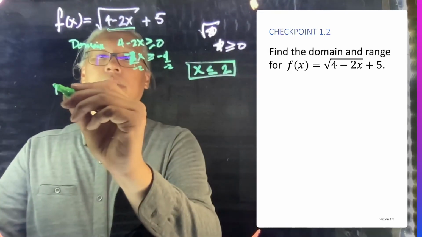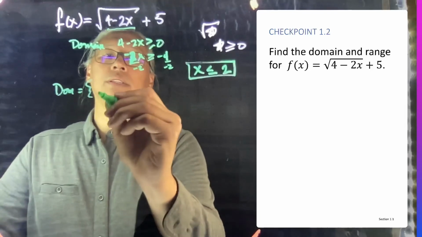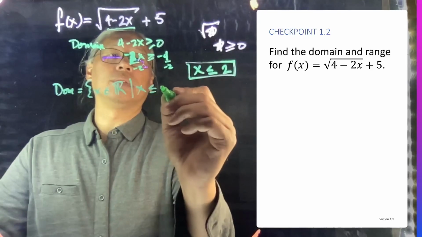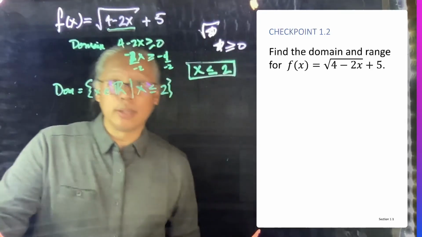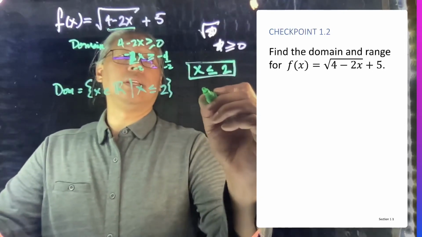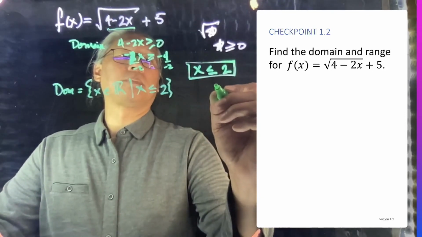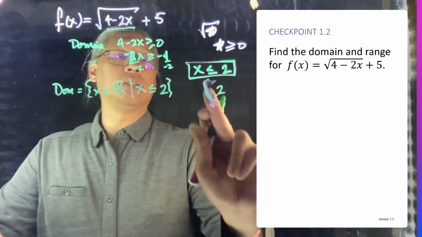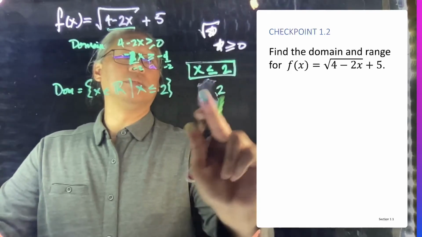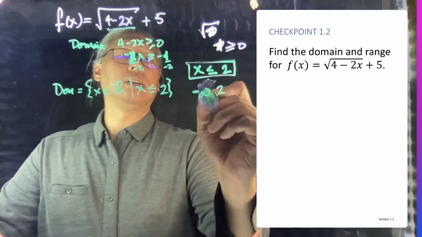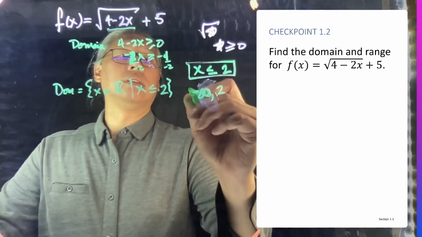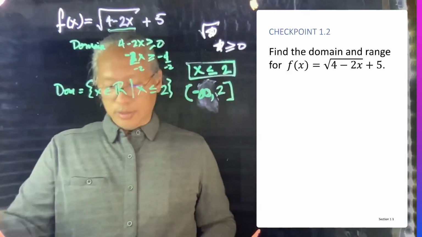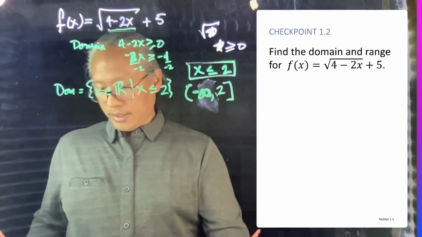We can write this formally in set notation. Domain is equal to all x real numbers such that x is less than or equal to 2. That's another way to write your domain. And you can also write it in interval notation. Actually, we want this to go from negative infinity all the way up to 2, including 2, because it's less than or equal to that. So minus infinity, and infinity is always open, and this is going to be a closed bracket at 2.